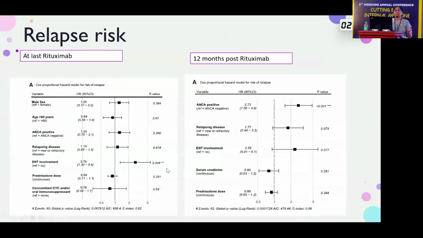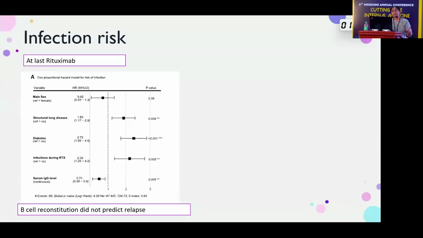What they found is that the patients who had ENT involvement while on rituximab, and the patients who continued to be ANCA positive or became ANCA positive after being ANCA negative, are the patients who relapse the most. For them, probably you have to continue for long. When they looked at the infection rates, they found that the patients who have structural lung disease, concomitant diabetes, and those who had infection during rituximab are more likely to develop infections while on maintenance therapy. So probably you need to establish a balance.